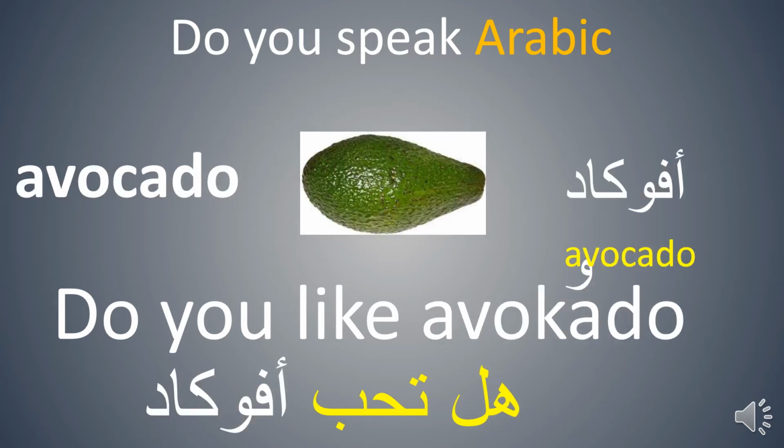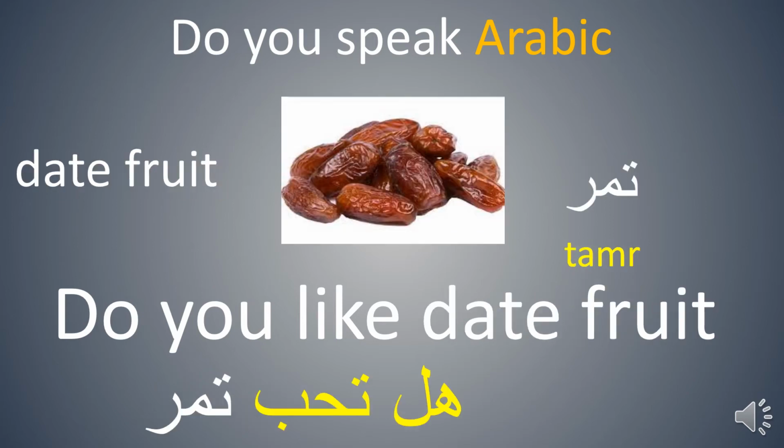Next one is avocado. We say the same thing in Arabic, avocado or avocado. Do you like avocado? هل تحب avocado? The same thing. We have here date fruit. تمر. You can write it this way, تمر.